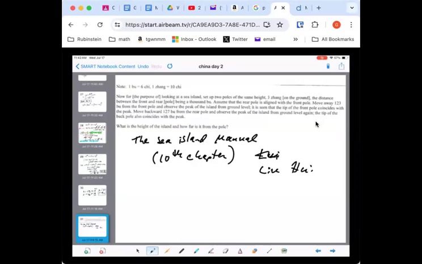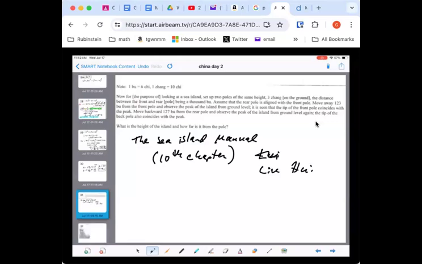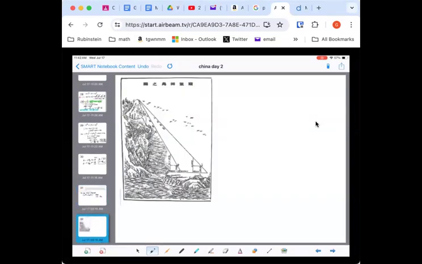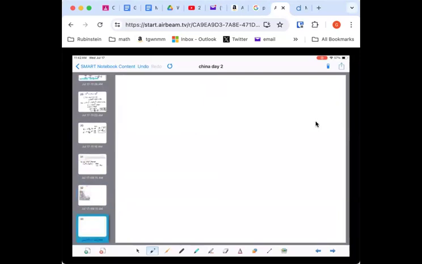And here's the way this question works. Let me explain the situation. Check out this diagram. That's like a wood carving from like an ancient Chinese textbook. We're not going to use this diagram, it's too hard to follow. So let me show you the situation. There is a sea island. And we want to know how tall it is.